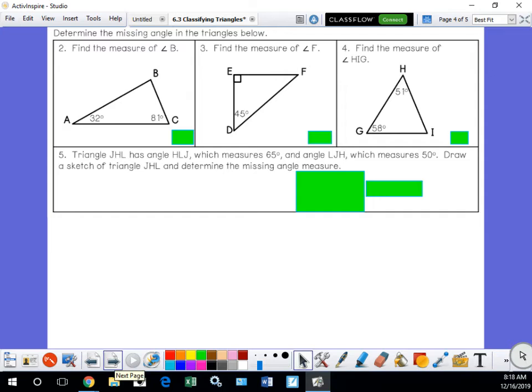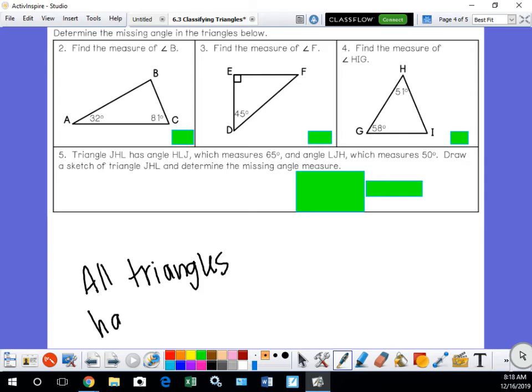All right, here it wants you to determine the missing angle in the triangles below. So we need to remember our rule here that all triangles have a sum of 180 degrees for their angles. So on number 2, we already have 32 degrees and we already have 81 degrees. We're trying to find this missing value here.